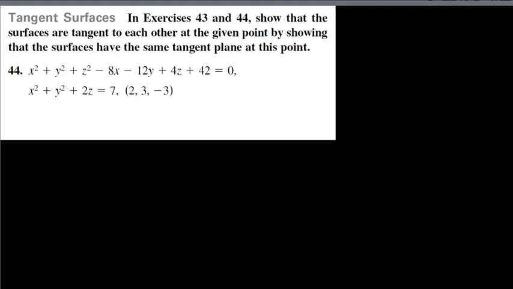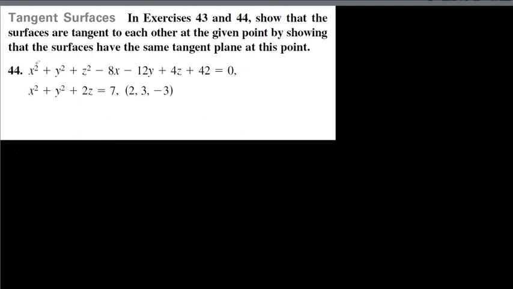All right, I think we have time for one or two more examples. And this I just stole right out of the book. Show that the surfaces are tangent to each other at the given point, the point (2, 3, -3), by showing that the surfaces have the same tangent plane at that point. We're given two surfaces, and more or less they're already implicit surfaces.